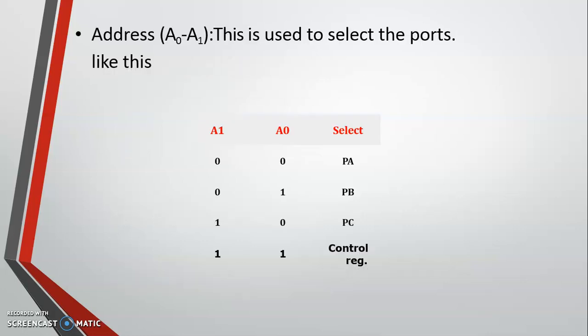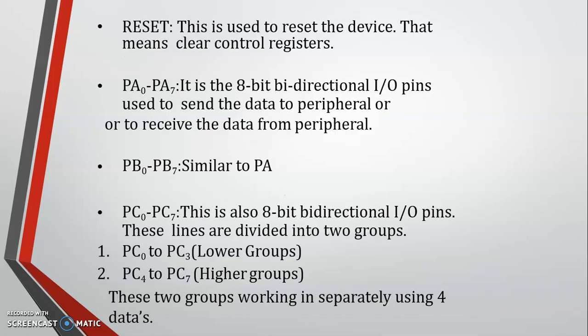Then the next pin is the address pin, that is A0 and A1. This pin is mainly used to select the port. According to the 0 or 1 condition present on these pins, the port is selected. Then the next pin is the reset pin. By using this pin, you reset the device. That means it clears the control register.